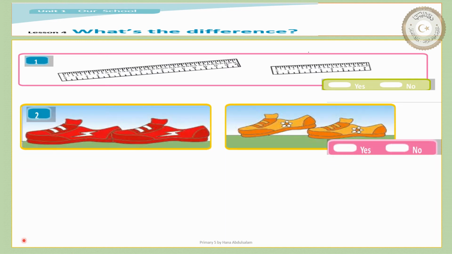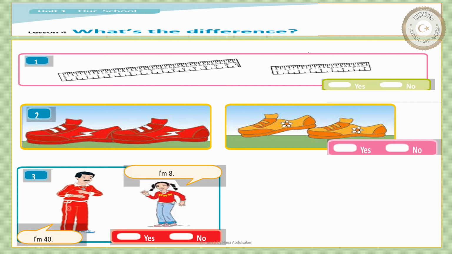What are these? Trainers. So we have 2 trainers here. Are they the same? Yes? Okay, no, of course no. Why are they not the same? Because this one is red and this one yellow, and this one is big. Can you see it? It's big and this one is small. So are they the same? No. We can go now to picture number 3.